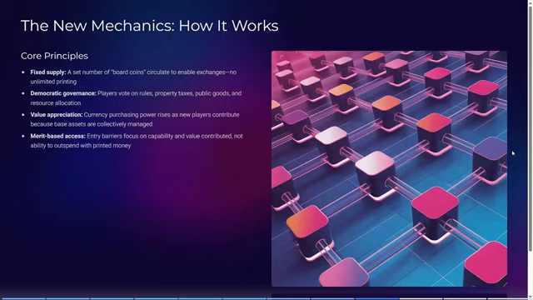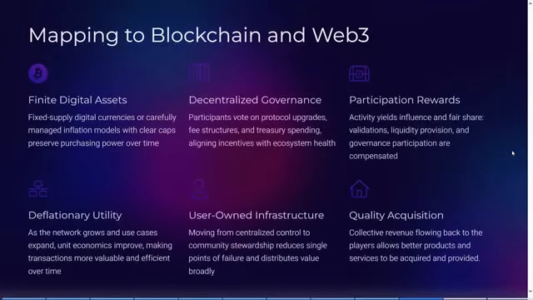And it would have merit-based access. So the entry barriers focus on capability and value contributed, not ability to outspend with printed money that you're constantly chasing. So let's map this out. Finite digital assets have a fixed supply. Digital currencies are carefully managed inflation models with clear caps that preserve purchasing power over time. They have decentralized governance, where participants vote on protocol upgrades, fee structures, and treasury spending, aligning incentives with ecosystem health.